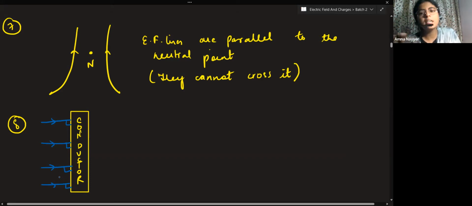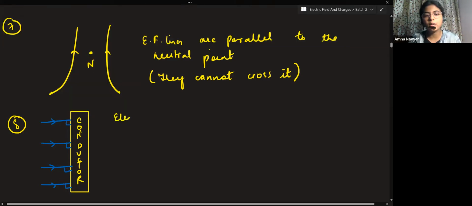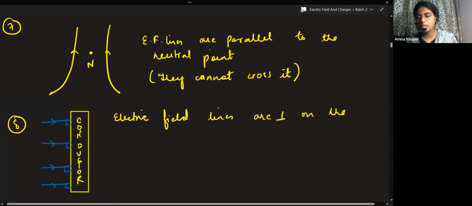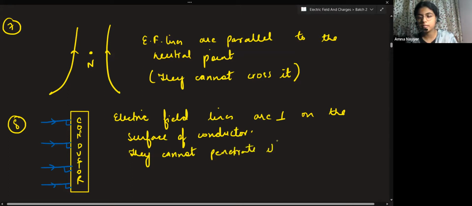And the other reason was that charges reside on the surface. So this is that same thing only. So electric field lines are perpendicular on the surface of the conductor. So remember one thing, that they cannot penetrate it. Okay.